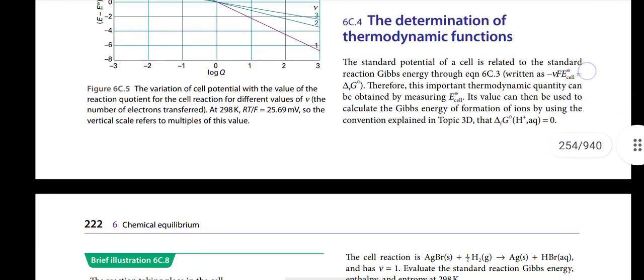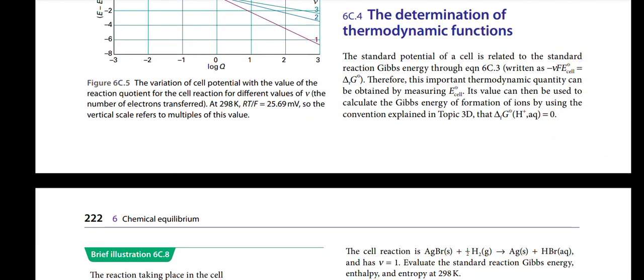The determination of thermodynamic functions. The standard potential of a cell is related to the standard reaction Gibbs energy through equation 6C.3. Therefore, this important thermodynamic quantity can be obtained by measuring E°_cell. Its value can then be used to calculate the Gibbs energy of formation of ions by using the convention explained in topic 3D, that ΔG_f° is equal to 0.